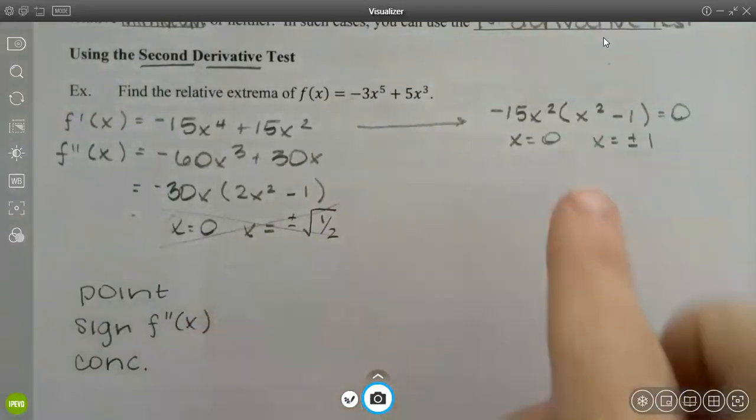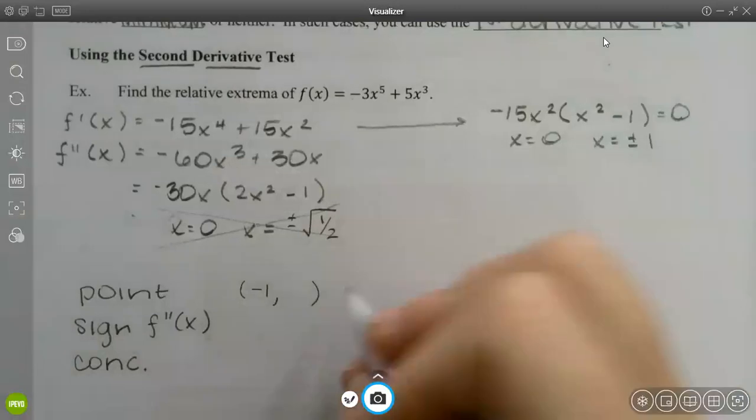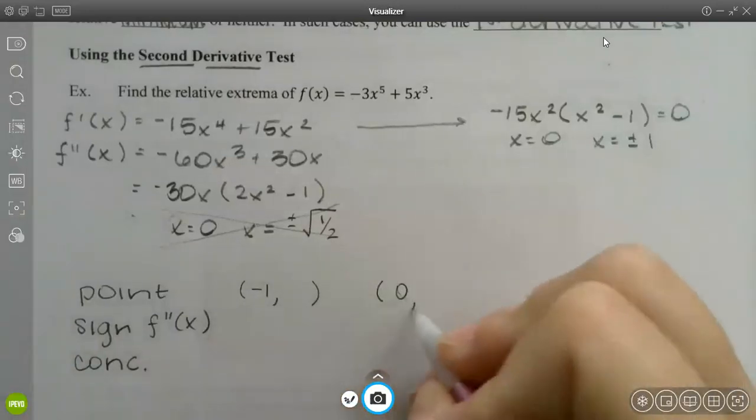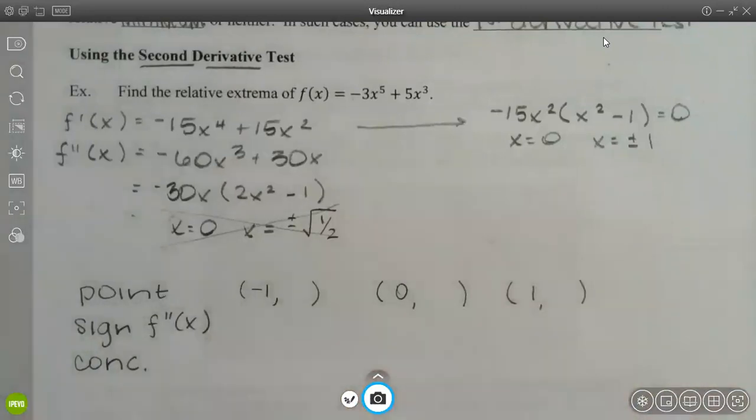So your first point is going to be negative 1 something. Your second point is going to be 0 something. And your third point is going to be 1 something. How do you get that y value? From the original one.